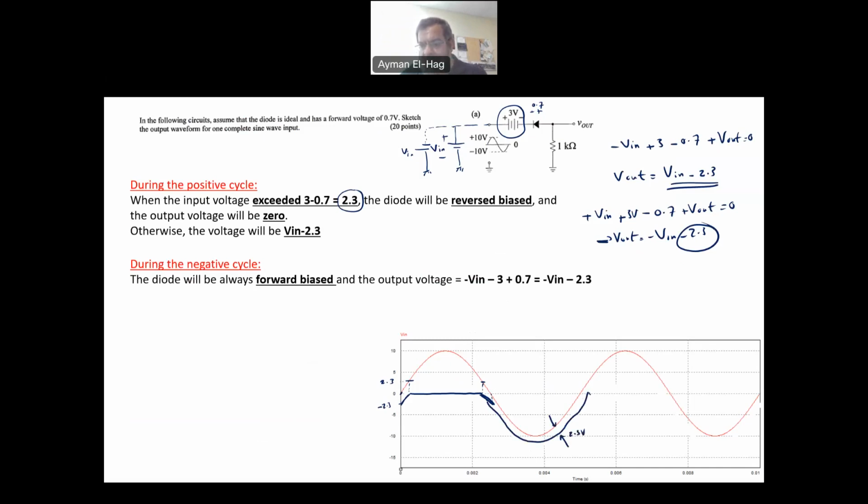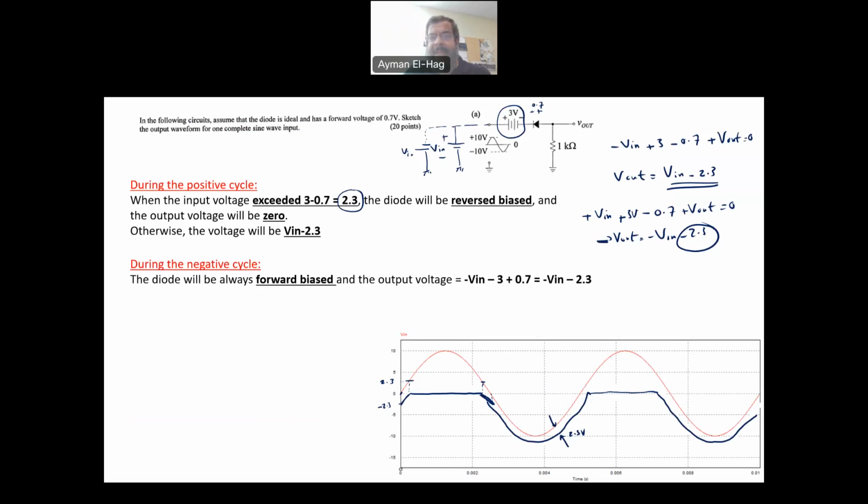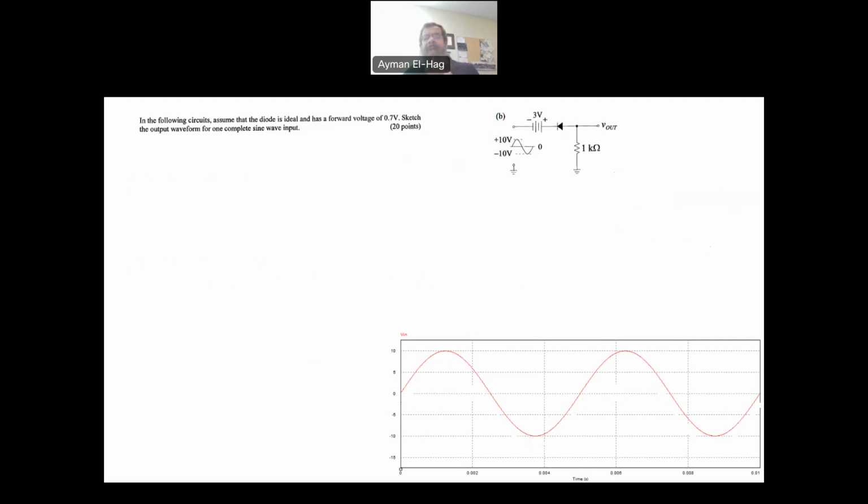When it reaches here, it goes back to 0 and continues like this. So this is how we approach such a question. Let's go to part B. In part B, it's exactly the same as A. The only thing I have done is flip the polarity of the pattern. Let's see what will happen.